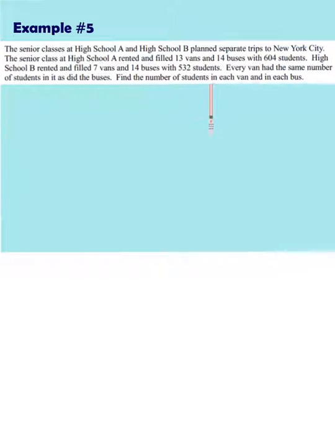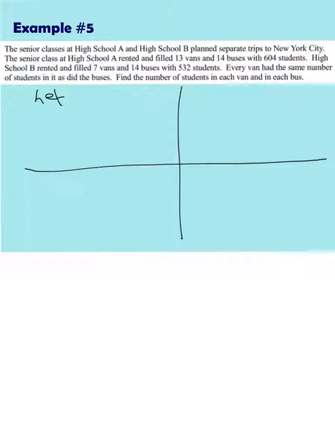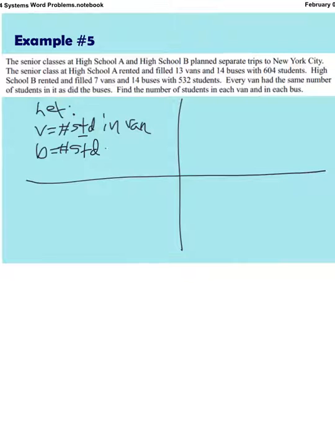So our job is to find the number of students that would be in a van and the number of students in a bus. So let's set up a 4-step plan. Since we're trying to find the number of students in each van and bus, I am going to let V equal number of students in a van, and B equal number of students in a bus.